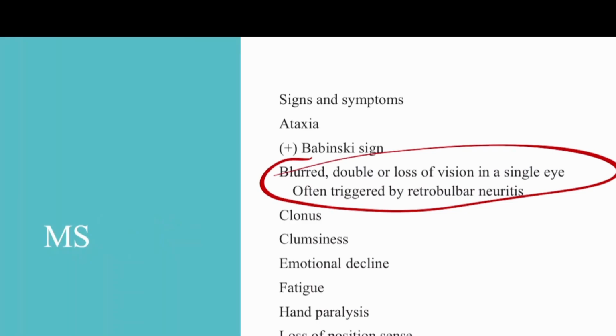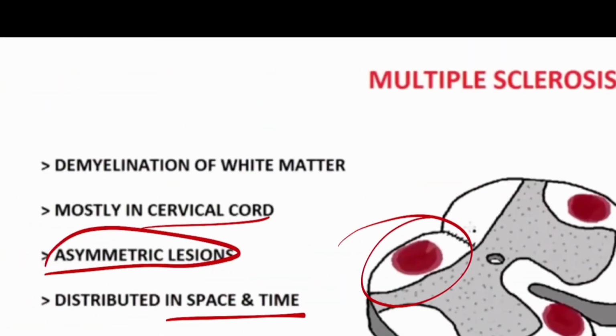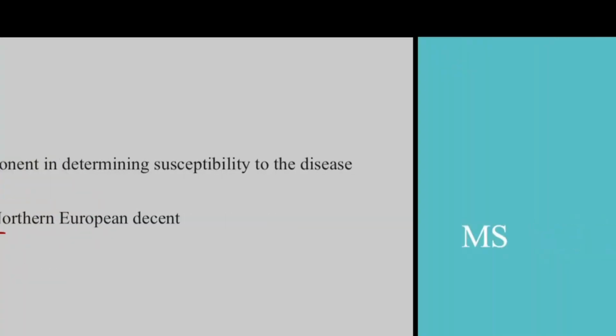Clumsiness, because the muscle functions aren't working anywhere. They'll trip, they'll fall easily, they'll drop things. Emotional decline, fatigue, hand paralysis, loss of position and vibratory sense, because it can occur back there as well. That's where your dorsal white columns are, and that's where your pain, proprioception, and position sense are. That's why they have problems walking with position sense, because depending on where these lesions occur, they're not going to have great success in movement of those functions.